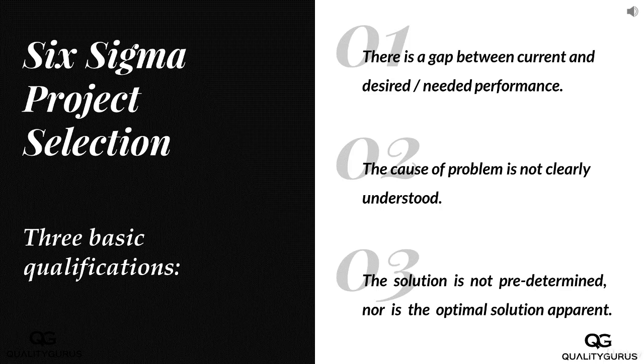So if you know the cause of the problem, if you are clear what's causing this problem, then just do that. You don't need to do a Six Sigma project for that. So this was the second filter: when you know the cause, just correct that problem rather than doing a Six Sigma project on it.